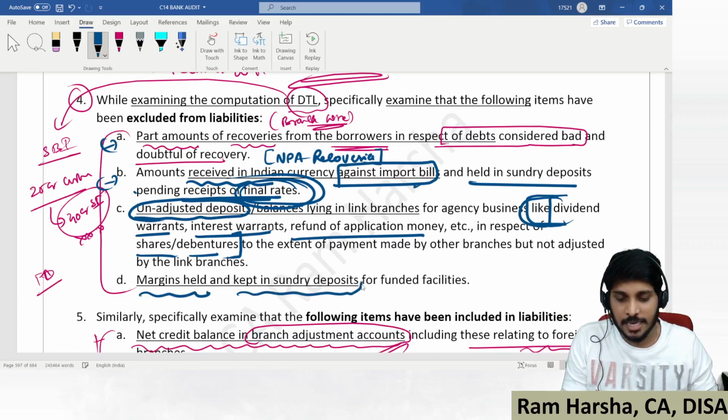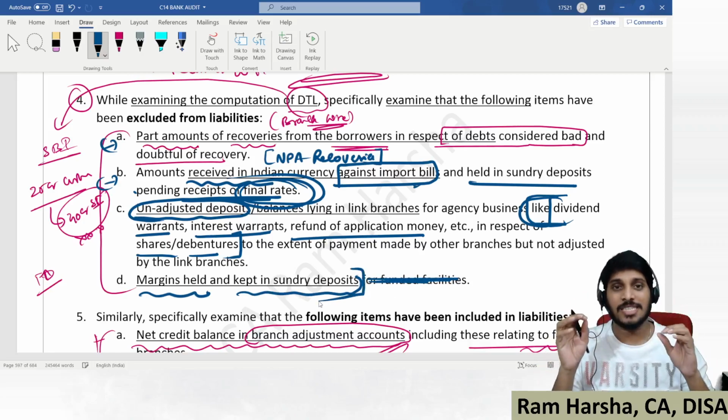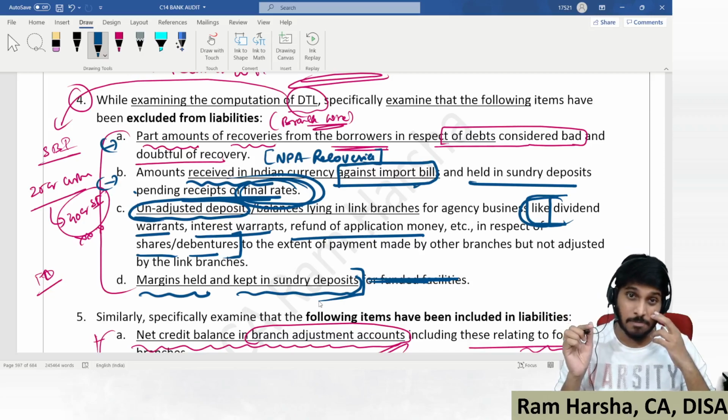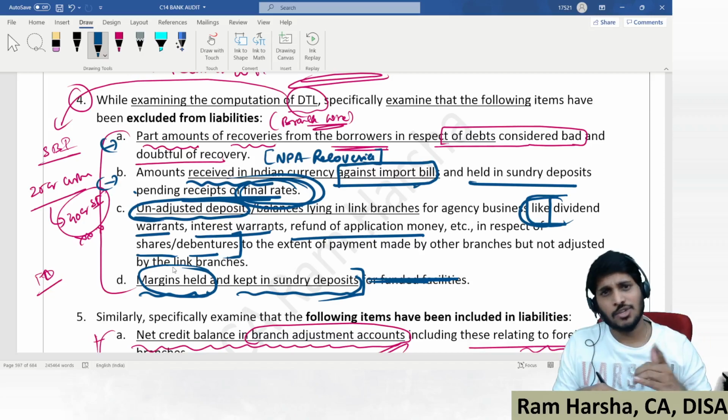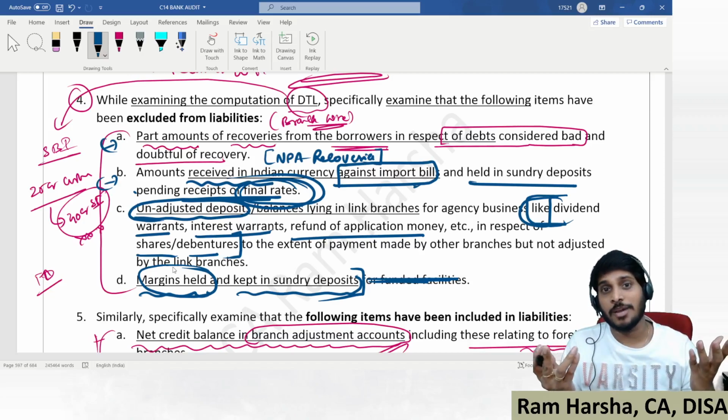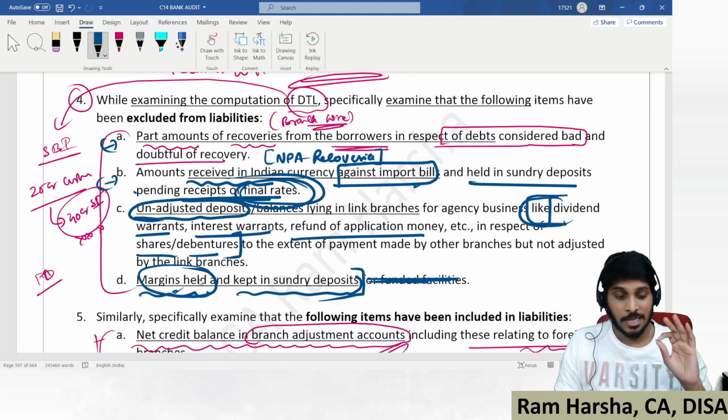Margins held and kept in sundry deposit, funded facility, please strike off. Until this is enough: margins held and kept in sundry deposits. Margin means what? Whenever a bank enters into a derivative transaction, forward contract, future contract, especially for buying securities, or whatever the reason, forex transactions, banks will do forex transactions and they may collect margin. Margin money is not a demand liability, not a time liability, so it is not to be considered. Margin money, we simply call it. So that will also not be considered as part of NTDL.